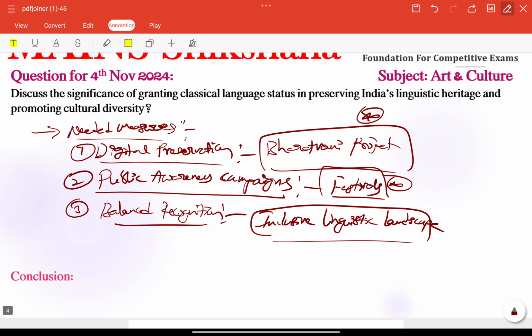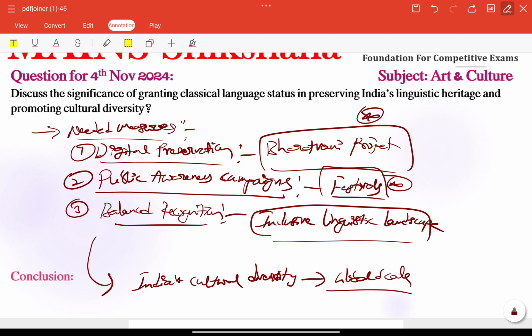So finally, in the conclusion part, we can write that classical languages are not just relics of the past, but living embodiments of India's cultural and intellectual heritage, etc. If we follow the above measures, we can ensure these languages thrive for future generations, enhancing India's cultural diversity, especially on a global scale. Global scale, that is very important, right?